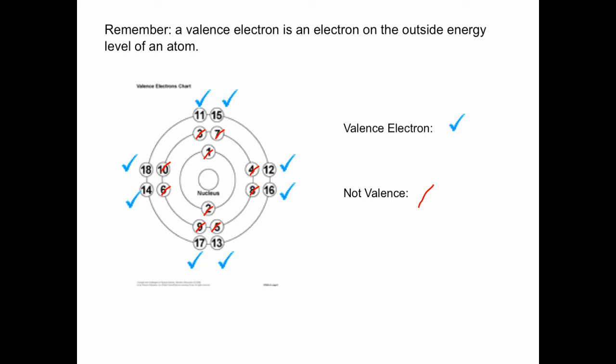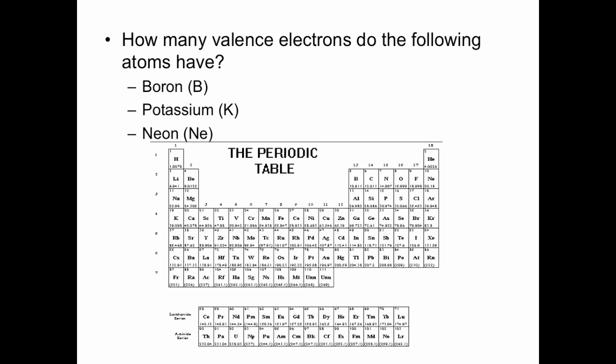So remember, a valence electron is an electron on the outermost energy level of an atom. So we have a total of 18 electrons. However, there are only a total of 8 valence electrons. So you should be able to figure out what element this is. If it has 3 energy levels, it is in period 3. And if it has 8 valence electrons, it is in group 18. So what element is it? Well, it belongs to group 18, so it should have been argon.